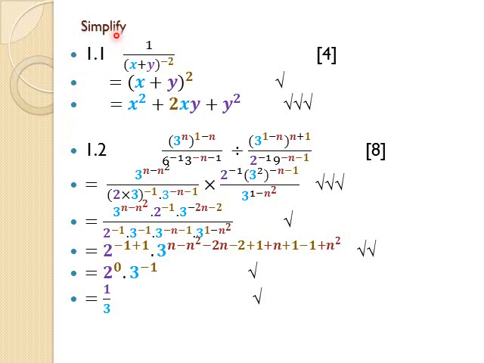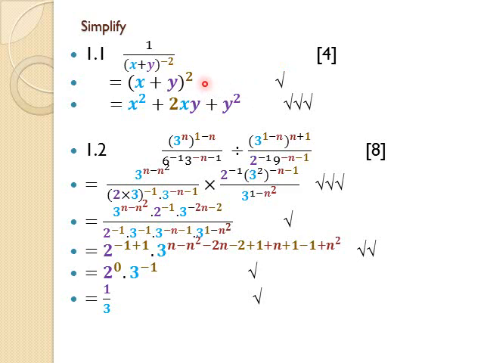Look at problem 1.1, to simplify. They've given me 1 divided by (x plus y) to the power negative 2. Straight away, how do I make a negative exponent positive? I take it to the top. So that becomes (x plus y) squared divided by 1, which stays. Right, 1 mark for that, making it positive.